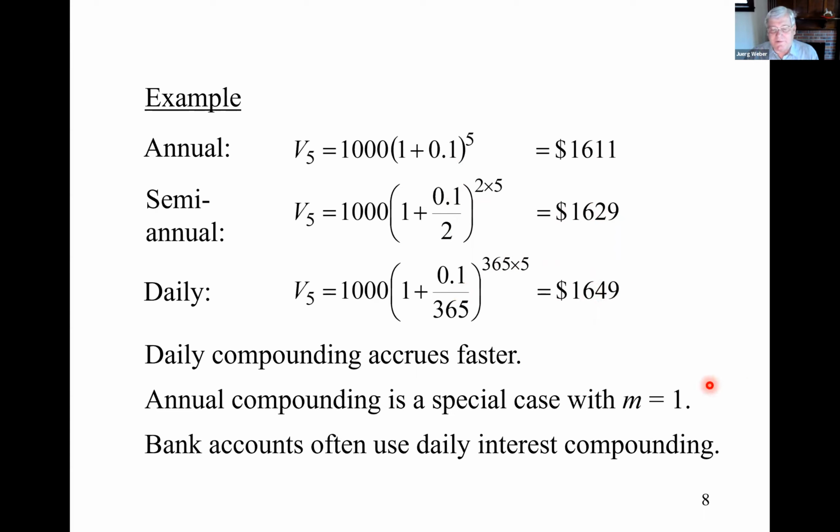Now, we said it before, the annual compounding formula here is just simply a special case with n equal to 1. This is a very well-known formula. So that's more general here. Okay, we do here the compounding more than once per year. Today, bank accounts often use daily interest compounding. Just read the fine print of your bank account.